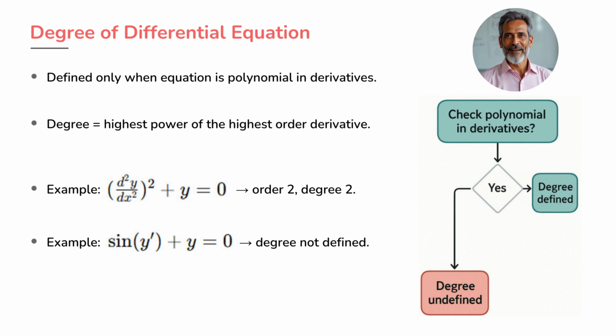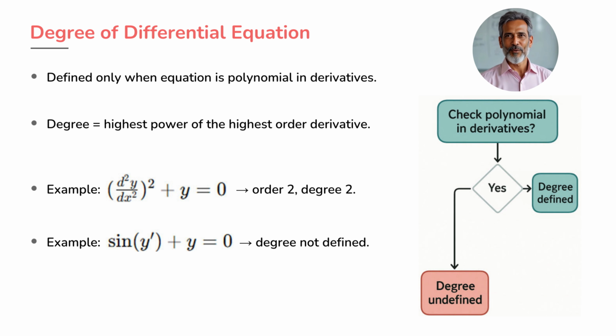Now for degree, the often confused sibling of order. Degree is defined only if the equation is a polynomial in derivatives. That means derivatives like y dash, y double dash, and so on should appear in simple powers, not inside sine, cosine, or logarithm. Example 1. Bracket d squared y by dx squared close bracket raised to power 2 plus y equals 0. Here, the highest derivative is second order, and its power is 2. So order is 2. Degree is 2.